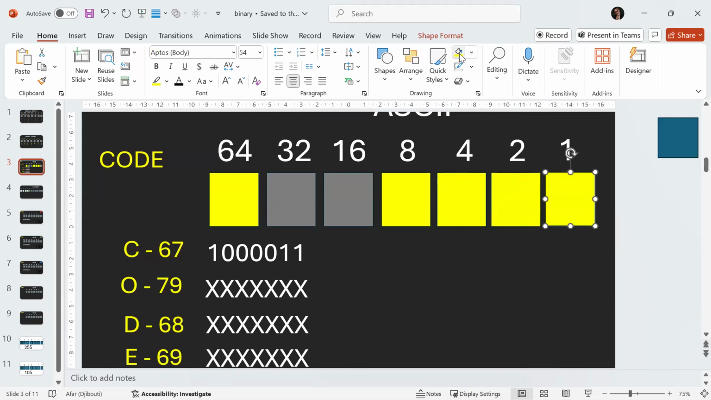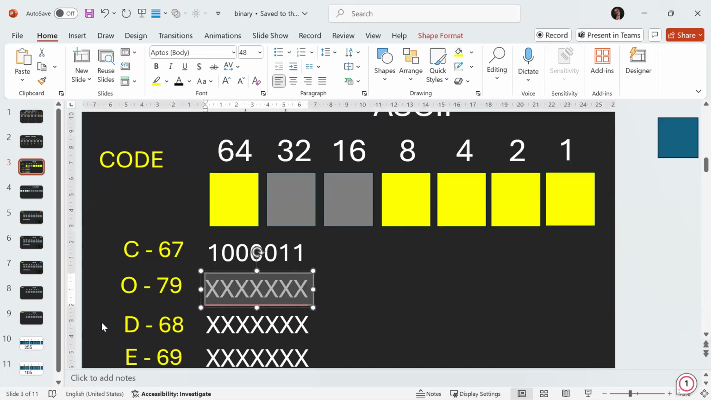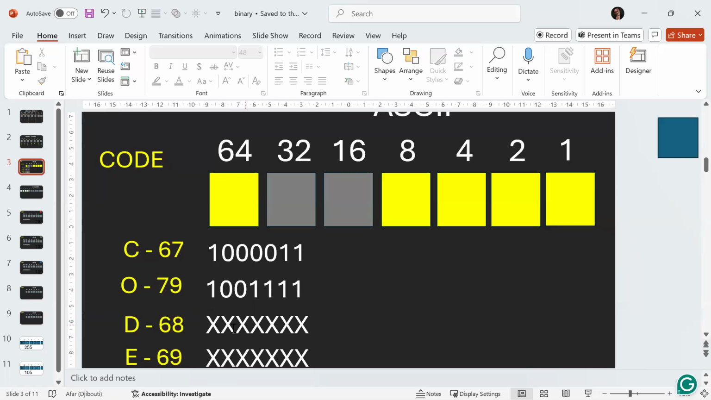I'm assuming that people are correct, because I don't have time to check all of this, but I think the principles are understood. So this second one is going to be 1001111. Okay? So everybody, let's do the third one.